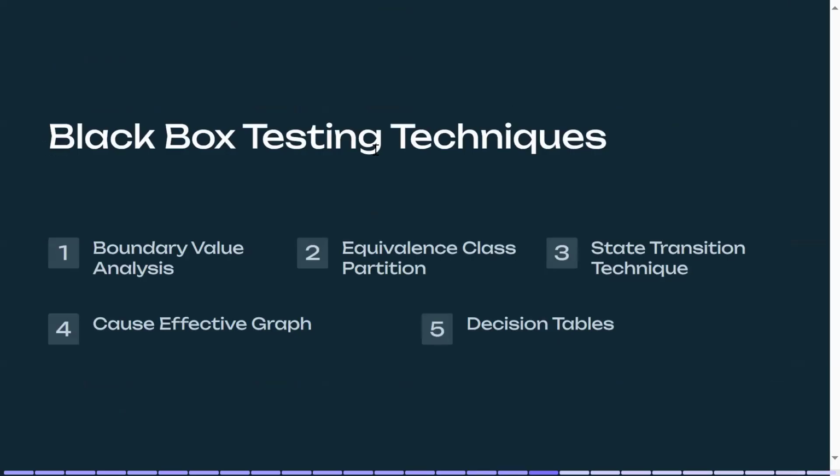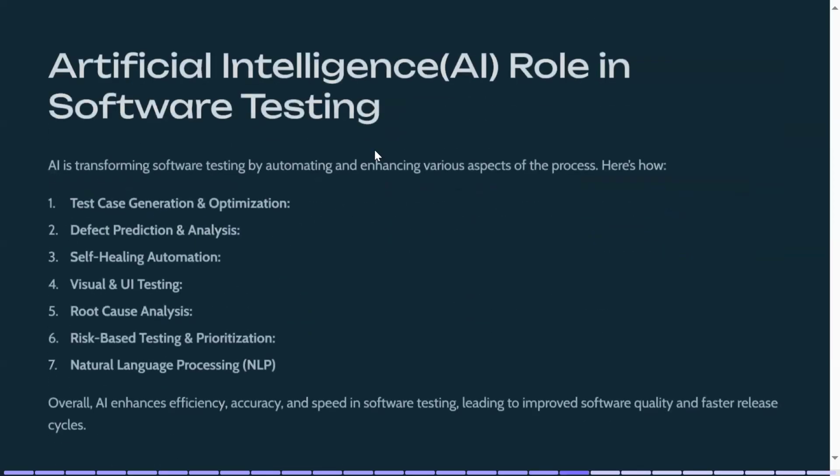And there are black box testing techniques. These are really very good to know. Very interesting, these techniques. How these techniques will be helpful in our real time also helps us a lot. So boundary value analysis, equivalence class partition, state transition technique, cause effect graph and decision tables.